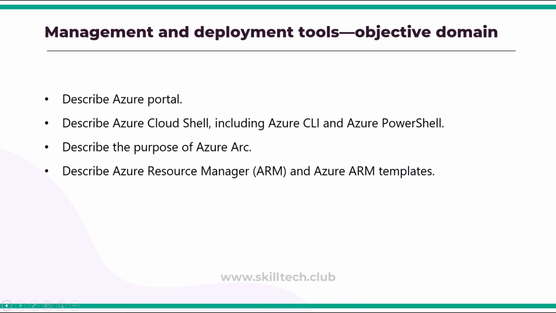Then we are going to describe the purpose of Azure Arc, which is a centralized utility when you have to manage your resources across multi-cloud and on-premise. And then finally, we have to understand Azure Resource Manager, ARM, and whatever things are associated with Azure ARM templates. Now, whenever we deploy something using Azure Portal, it is ultimately creating an ARM template in the background, which is nothing but a JSON based template. We'll discuss this in this particular video.